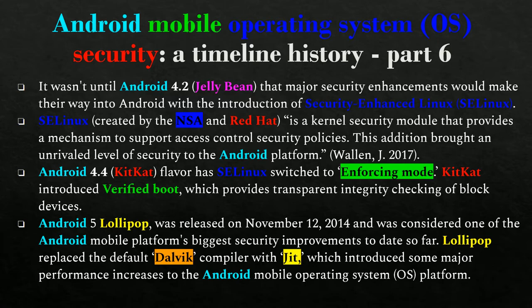Lollipop was probably arguably the most stable version of Android to be released, and it's probably one of the most widely adopted. It was the first time where a large majority of Android devices were using the same version. It provided a lot of security enhancements, such as replacing some of the compilers, Dalvik with JIT, and providing a major performance increase. Before 5.0, Android was not very well optimized at all, and it used a lot of resources.